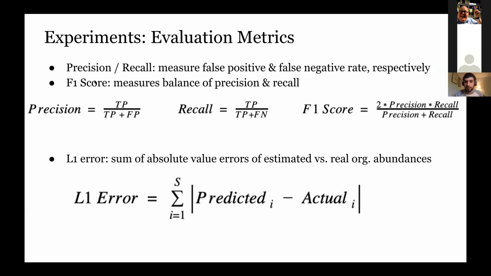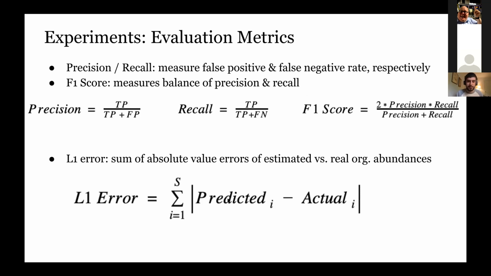And then the F1 score, again, is this key issue of balance of precision and recall, and it's the harmonic mean. So the F1 score basically is high if the precision and recall are high and also close to each other. So it really emphasizes balance between the two. So that's for presence absence performance, and then the L1 error is for abundance estimation performance, and this is basically just the sum of absolute value errors between your predicted and actual abundances.